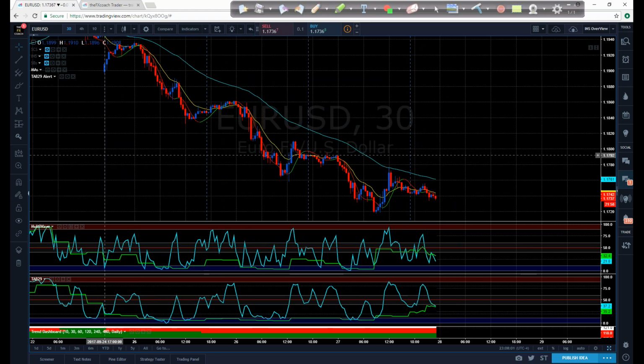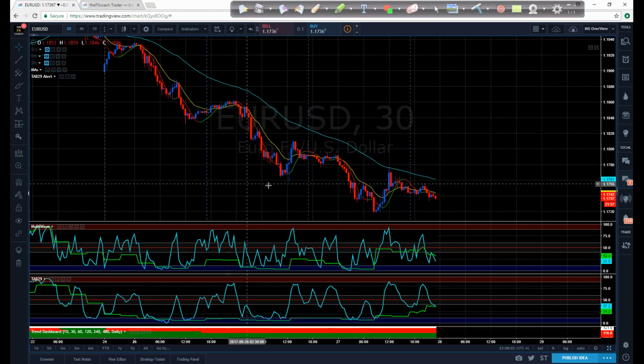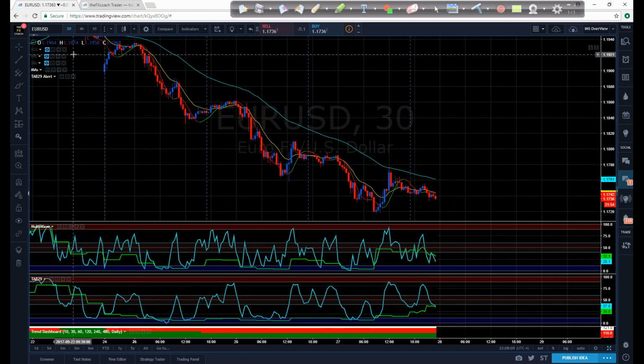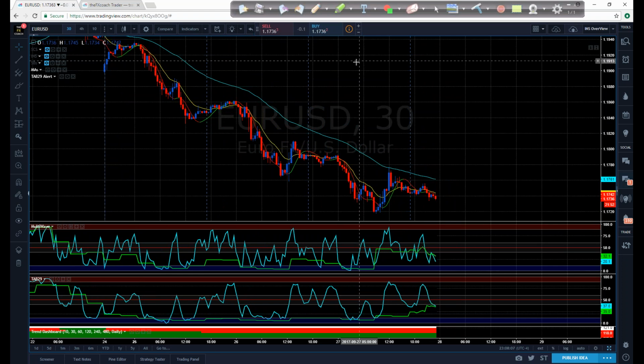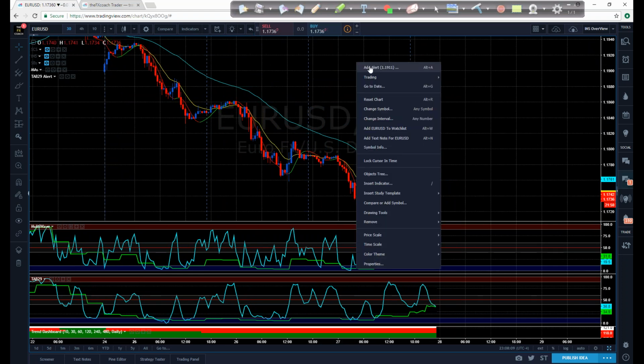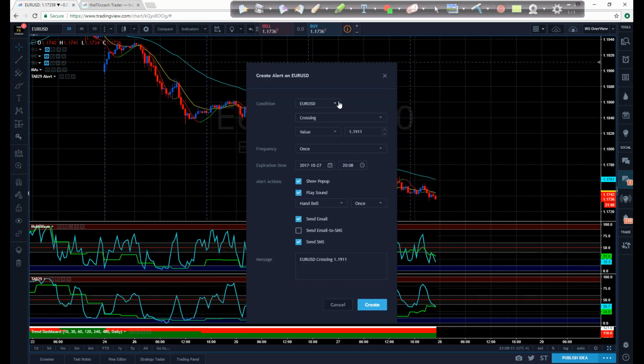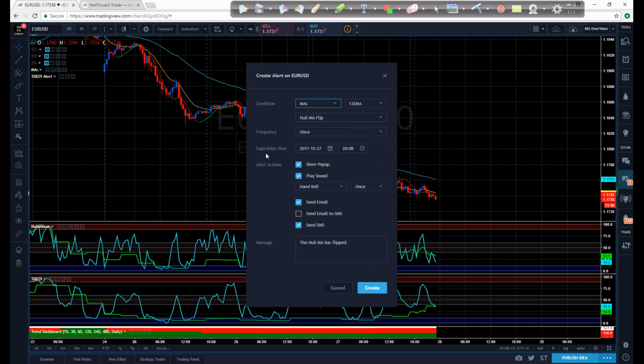Because I have my Hull on this chart, TradingView's intelligence understands that. So now I come over here, add alert. I want to use moving averages. And look at the first thing that comes up: Hull moving average flip. The only thing I have to do here is to scroll down because I selected MAs. Which one do you want to use? The Hull. So now I'm going to use a Hull with a Hull flip.